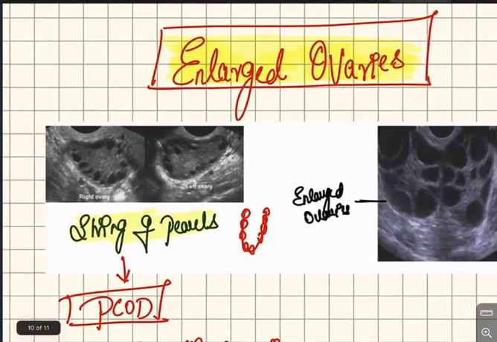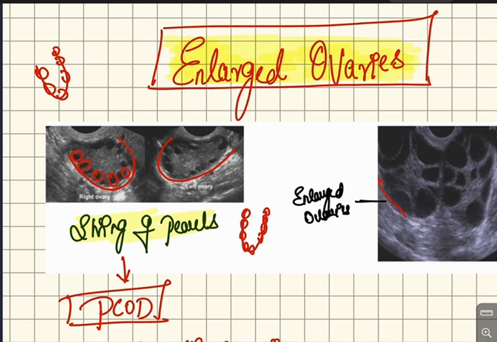Today let's talk about the enlarged ovaries. There are two images of the enlarged ovaries. Here we can see this ovary is the right ovary, this is the left ovary, and whatever follicles you can see now, it is arranged as if this is a string and the pearls. How the pearls are arranged in the string, it looks like that, and the follicle sizes are also smaller.